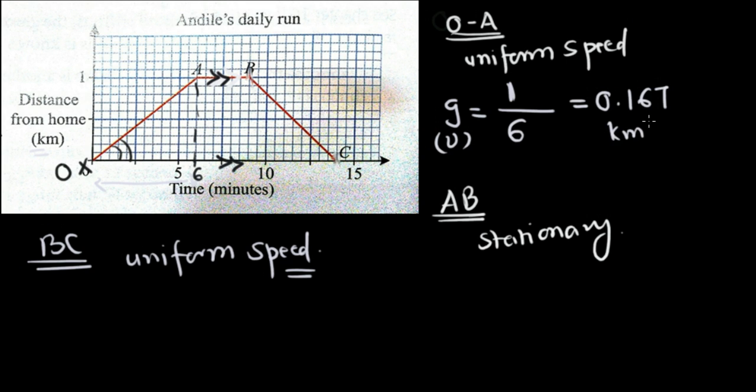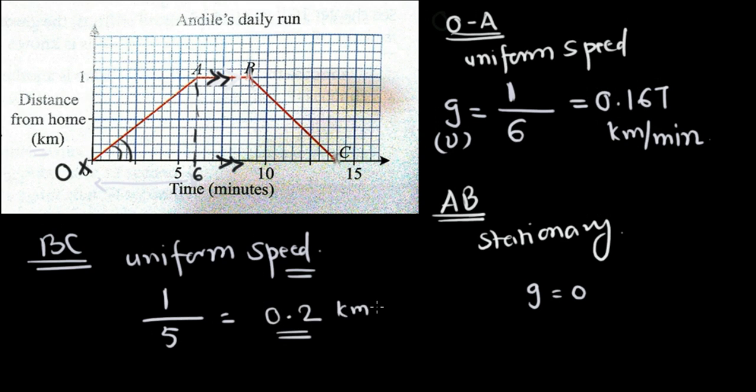Velocity here would be 0 because the line is flat. And over here my rise is 1 divided by the time, which is 5, and 1 over 5 is 0.2. That's in kilometer per minute.